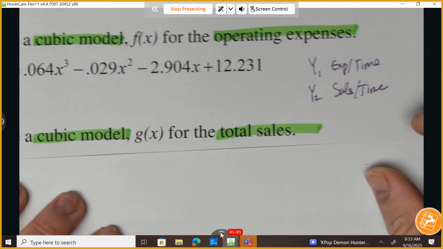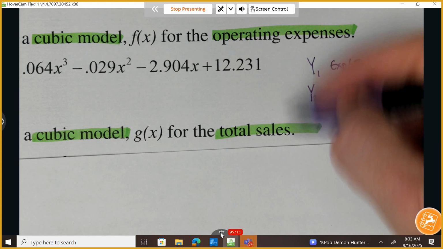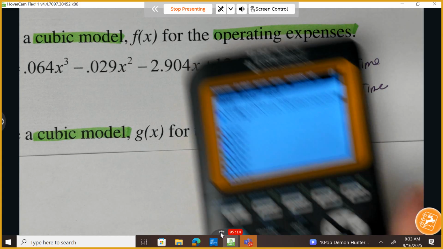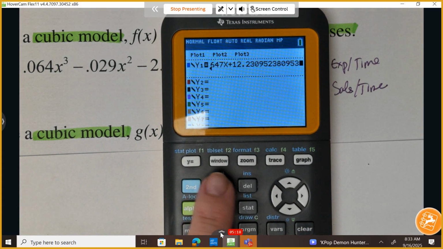Now, it's not always going to be in that order. Sometimes my Y1 will be sales, and sometimes it may be expenses in these types of problems. But you need to keep it organized. So how are we going to do that? I do not want to erase this. So how do I get out of here cleanly? We're going to hit 2nd and Quit.